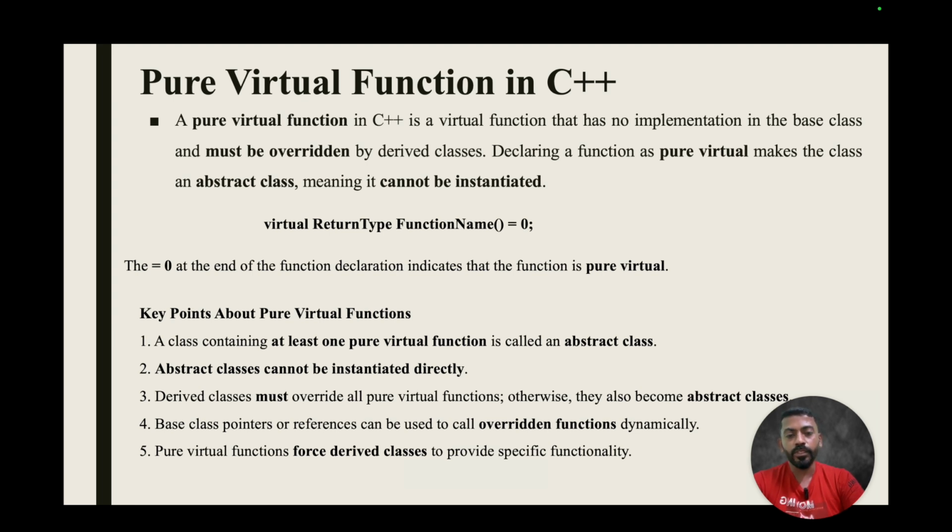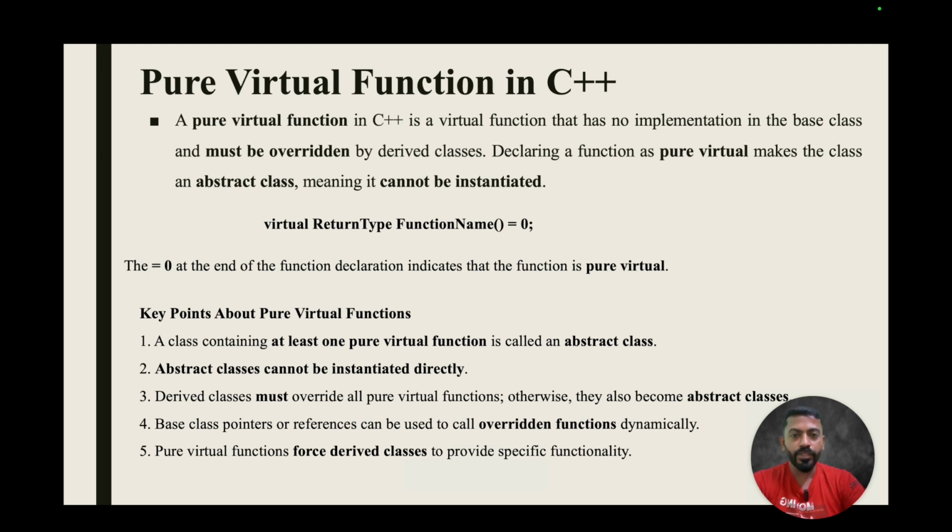This line must be present in the parent class. Based on the function name, we can redefine it in the derived classes using the same function name, the same type of function. The equal to 0 is at the end of the function declaration and indicates that the function is a pure virtual function.